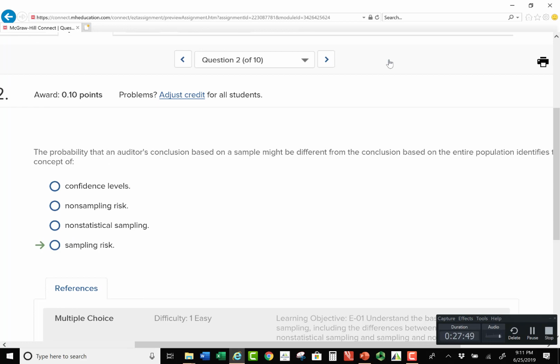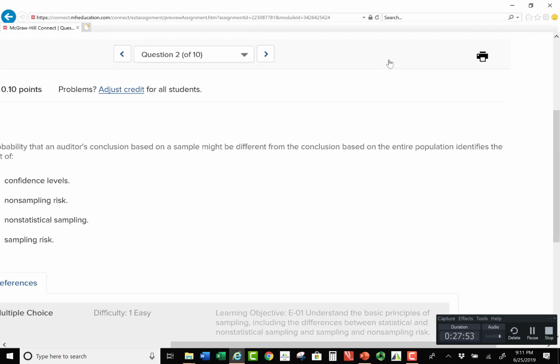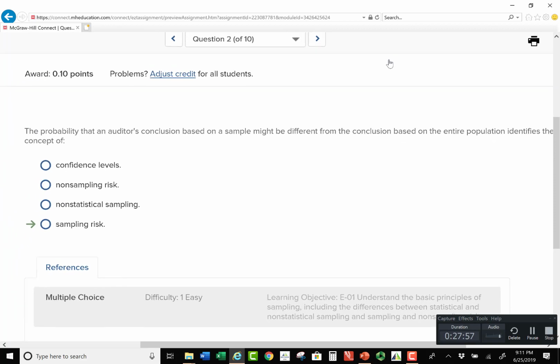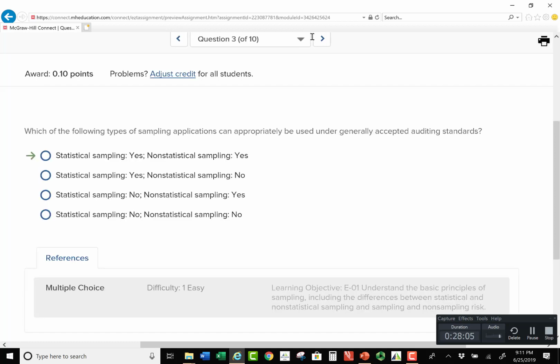The probability that an auditor's conclusion based on a sample might be different from the conclusion based on the entire population is sampling risk. Which of the following types of sampling applications can appropriately be used under generally accepted auditing standards? Both statistical and non-statistical sampling are perfectly acceptable, right?